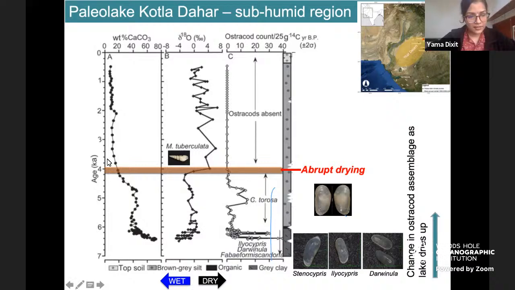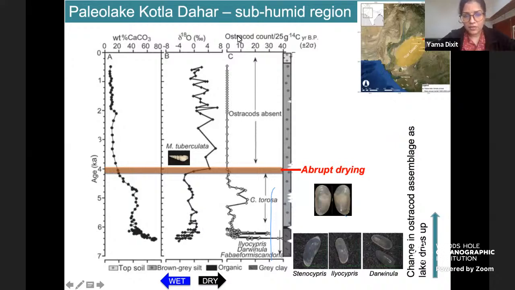So as you go deep, you are going further back in time. So this record is actually going back as far as 6.5 kilo years. And what you see in terms of weight percent carbonate, the weight percent carbonate was maximum. So the sediment composition during this time was mainly carbonate rich, and the oxygen isotope is quite depleted. It means that it was a wet period, and that's why the sediments were mostly carbonate rich.